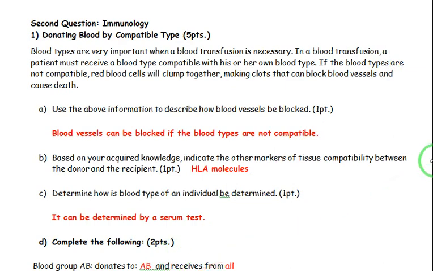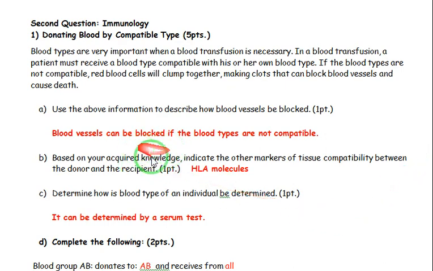If the blood types are not compatible, red blood cells will clump together, making clots that can block the blood vessels and cause death. Use the above information to describe how blood vessels can be blocked. Of course, yes, when the blood types are not compatible, blood vessels can be blocked.